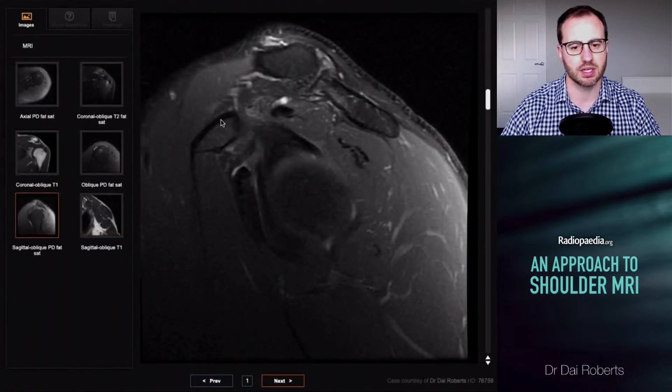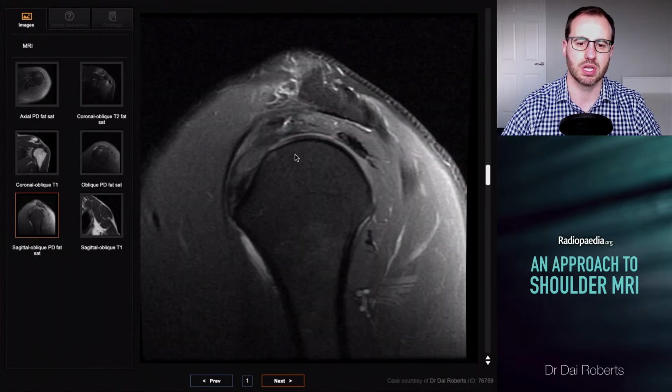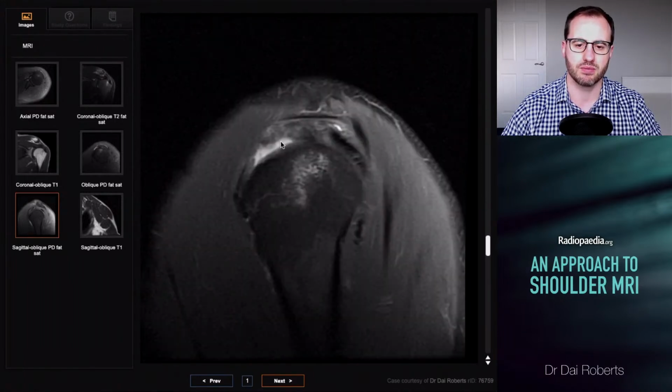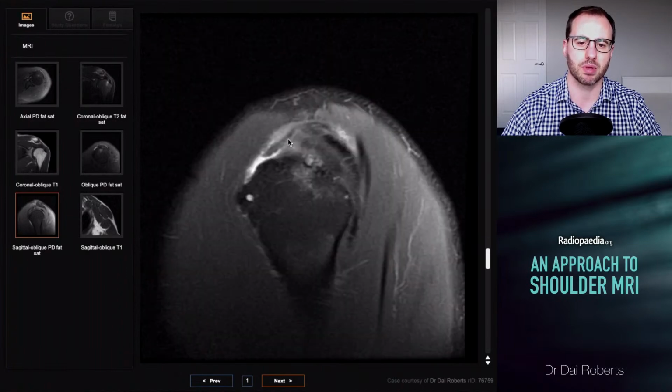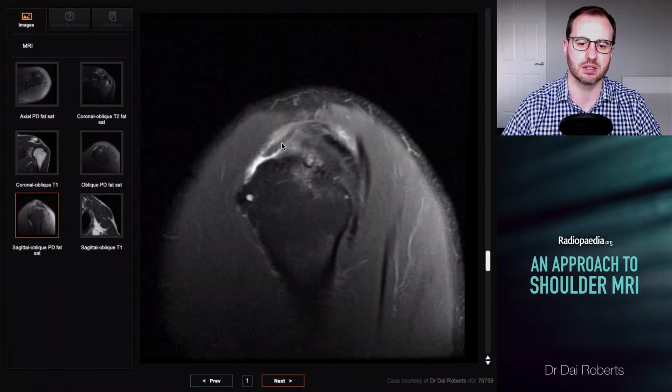If we look at another case, we have a sagittal oblique sequence and we're looking at the supraspinatus. We've got the supraspinatus muscle and the supraspinatus tendon. We know that this is anterior because we've got the coracoid process here. As we scroll forward, long head of biceps tendon, and here we have a large fluid gap. So this is a full thickness tear. You can't convincingly see any normal tendon, and that cuff is disrupted.